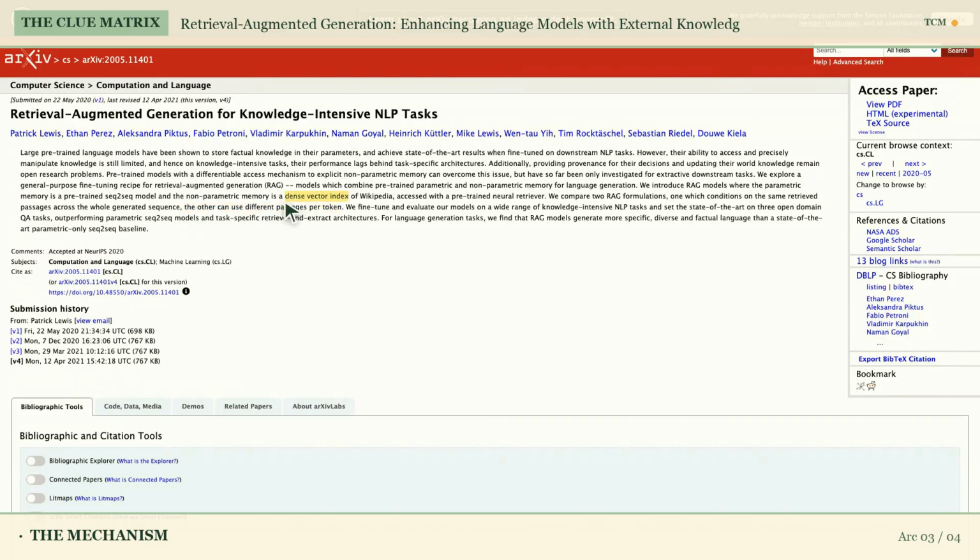The concept of a dense vector index and neural retrievers is foundational. It's built on embedding models and similarity search, ideas that are widespread in modern AI systems. So the ability to turn text into these meaningful numerical representations, embeddings, is fundamental to how RAG works, enabling both the retriever and the generator to operate effectively and learn from each other.